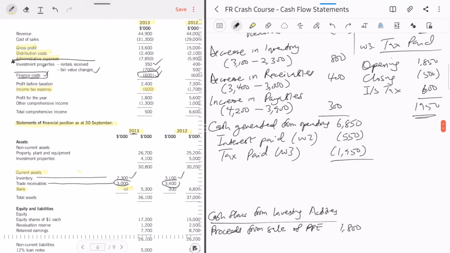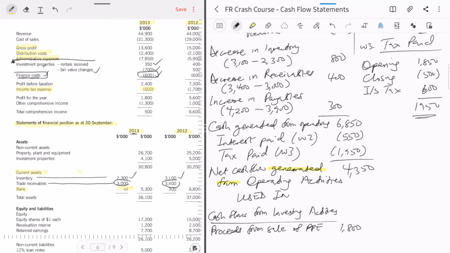So I have 4,350, and because it's positive, right? Take note, it's positive, so we call it net cash flow generated from operating activities. If it was negative, instead of generated from, I would have said net cash flow used in operating activities, right? But here it was generated from instead of being used in operating activities.